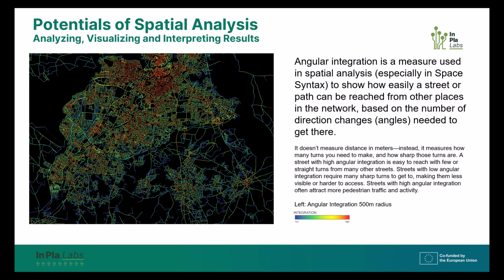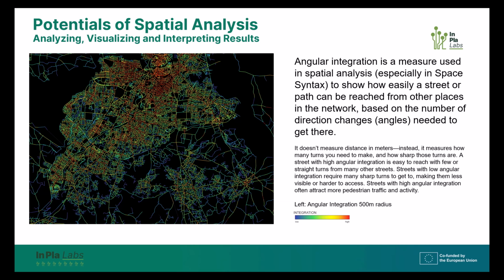So on the left here, we see an angular integration representation at the 500-meter radius for the south part of Lefkosia. 500-meter radius, and we'll get back to that. Basically, it's done for pedestrian movement. Angular integration is a measure very commonly used to show how easily a street or path can be reached from other places in the network based on the number of direction changes or angles needed to get there.